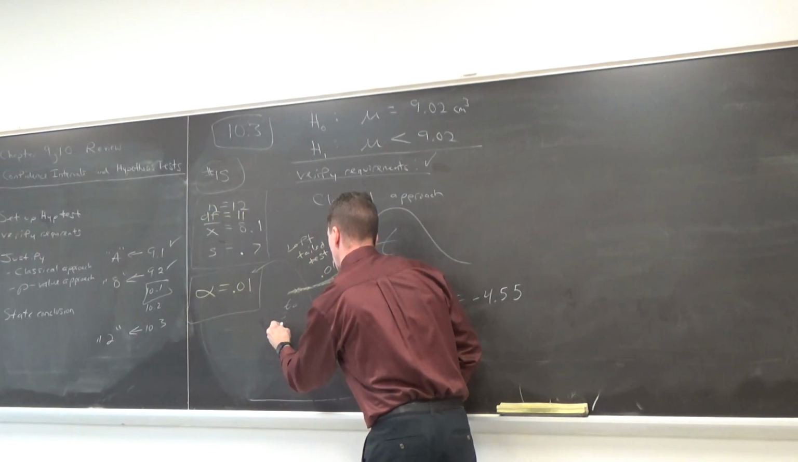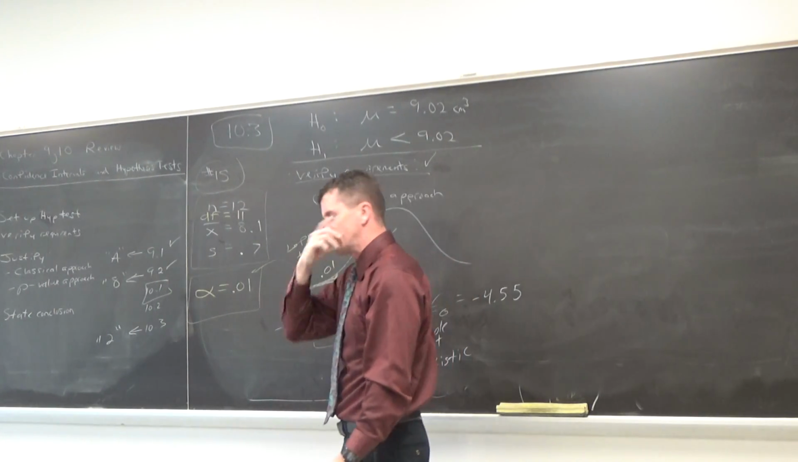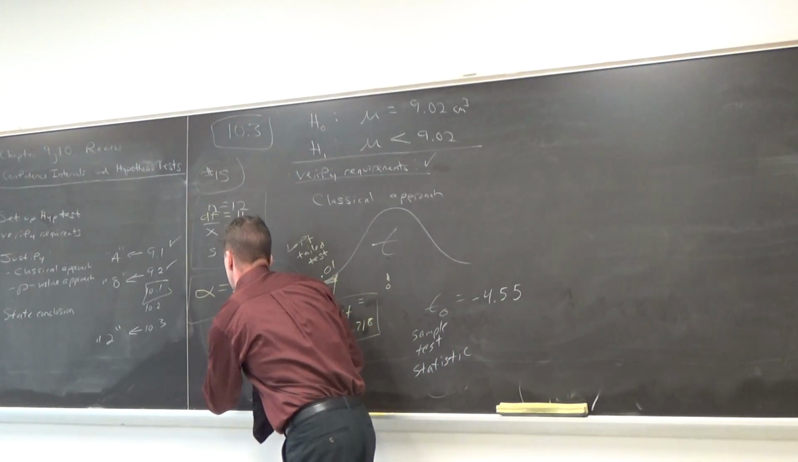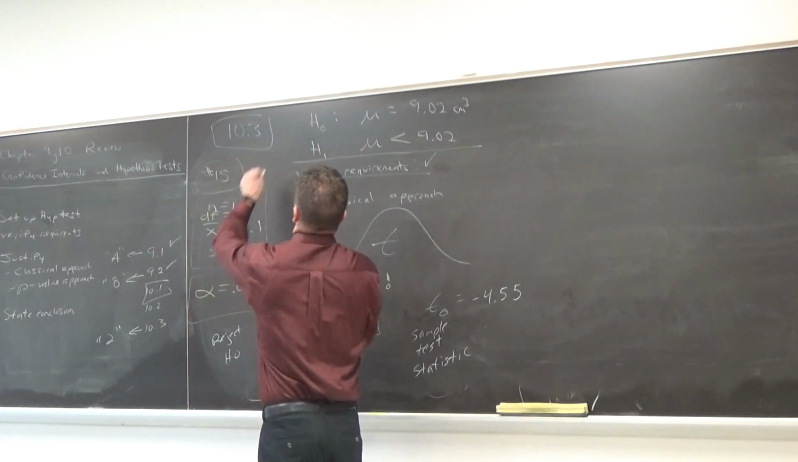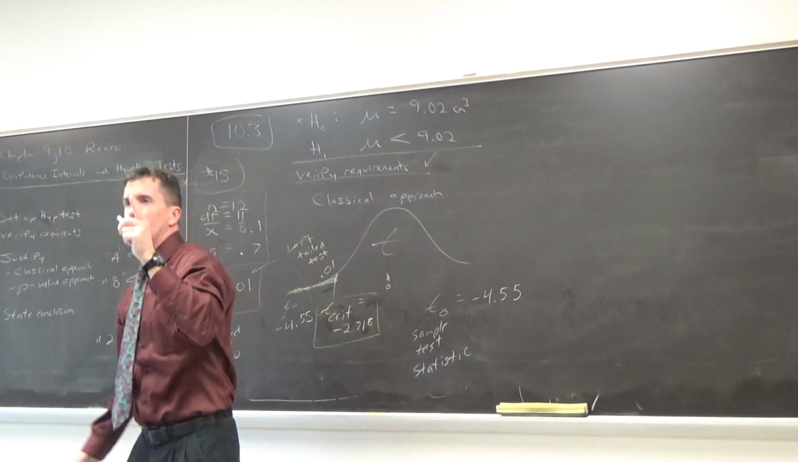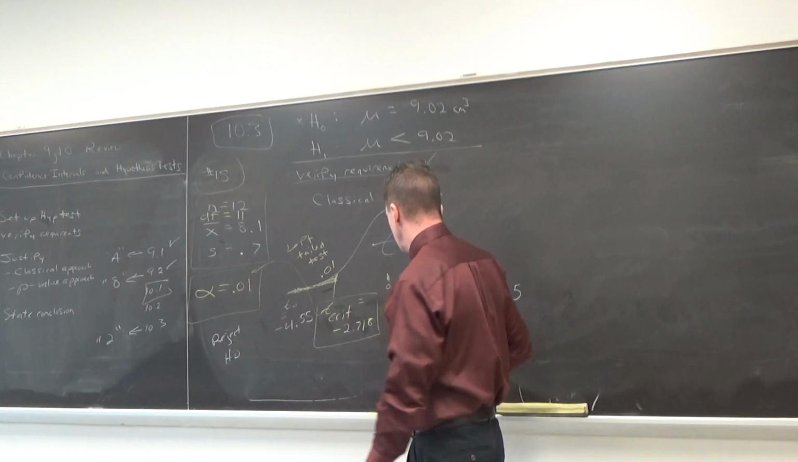What was that number? Negative 4.55? Yeah. I'm just going to leave myself a note. We already know the answer. We're rejecting what? This is what I'm doing with this problem. We're saying, hey, you're out. We've got evidence for what? For this thing. So can we state the conclusion?